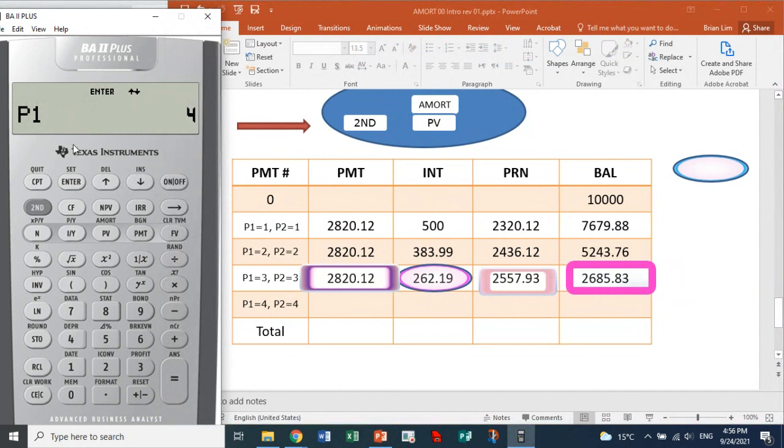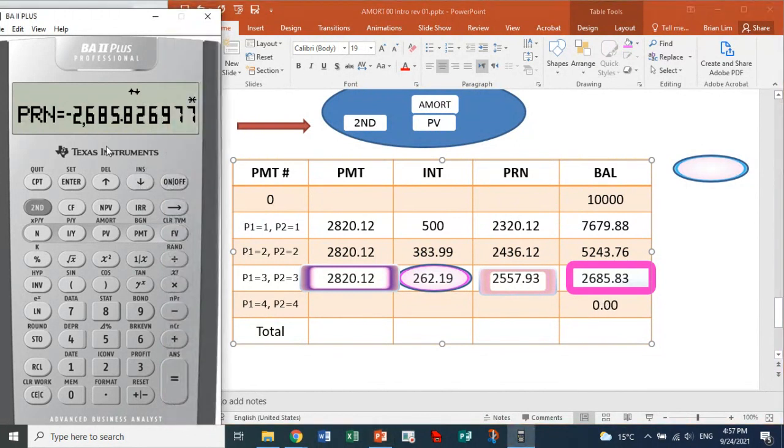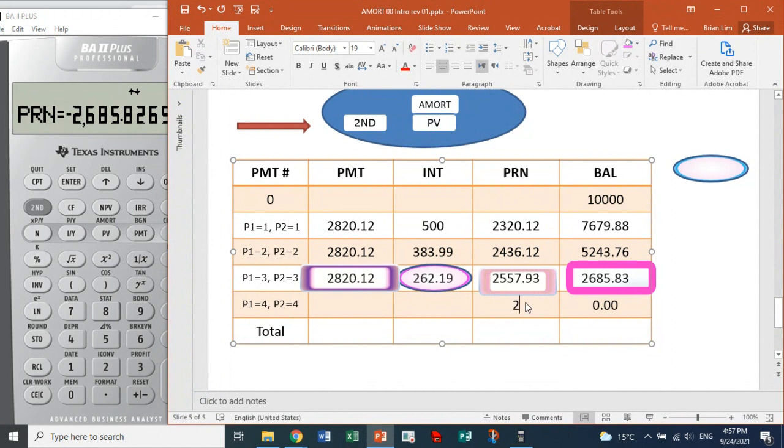Okay, so let's go and we put in 4 for P1. And then we go down for P2 and we put in 4 also. And now we go. The balance, it's showing way over here, but the balance is 0.00, so we can put that in. All right, so let's see how much was paid on the principal, 2685.83, and that seems to be correct. As you see, this number right here corresponds to that number up there.